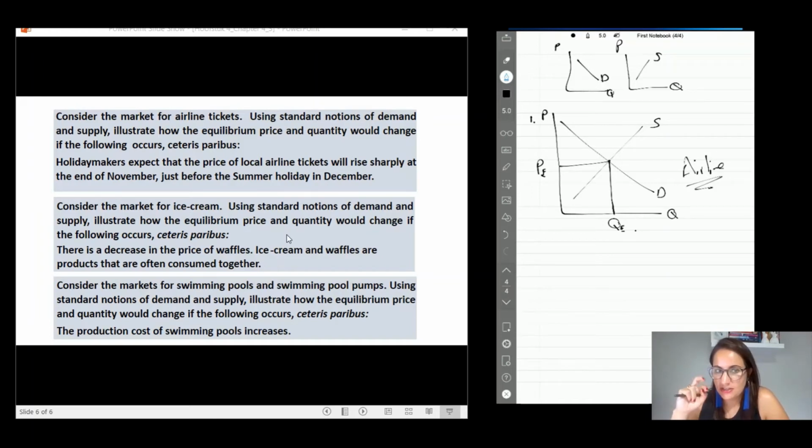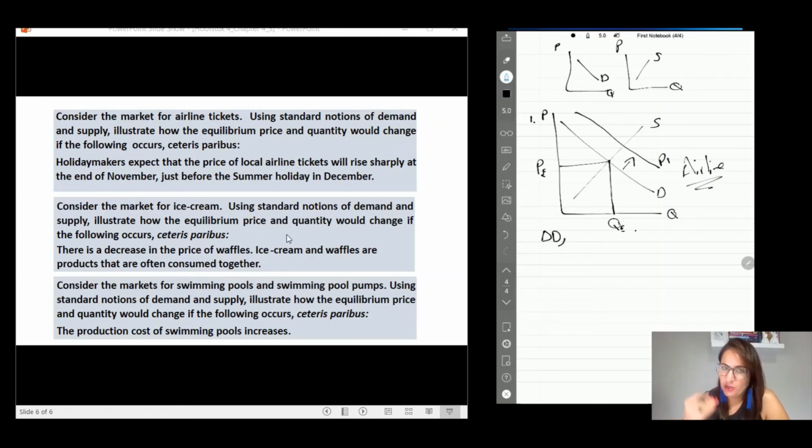So you need to identify that this is a determinant of demand, tastes and preferences. People that would like to go on holiday in December, making use of airline tickets, will most likely purchase their tickets before December while the price is still low. So we can assume that demand will increase for airline tickets. Now, this is a determinant of demand that shifted the demand curve, meaning that there is a change in demand. So this is what I said, it's a movement of the curve.